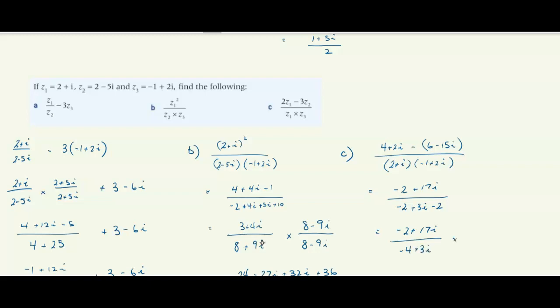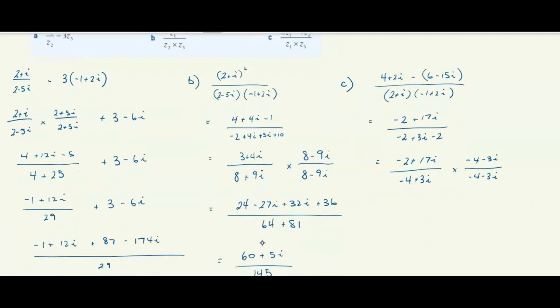If only that were it. We now need to window dress a little bit. Minus 4 minus 3i over minus 4 minus 3i, and realize our denominator. Negative 2 times negative 4 is 8. Plus 6i minus 68i. So plus 6i minus 68i. Now I've got minus 51i squared, so that's plus 51. Over negative 4 times negative 4 is 16.